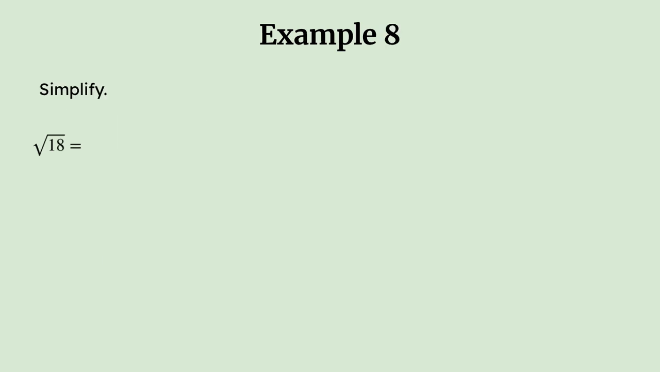So square root of 18, I know 9 and 2 work there. So the 9 gets simplified. Square root of 9 is 3. That comes out. And the 2 is left behind, because there's nothing to simplify it with.